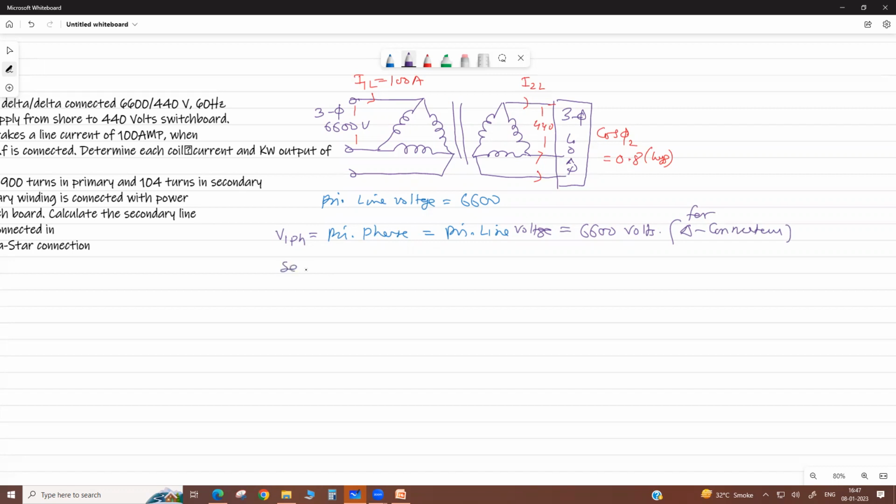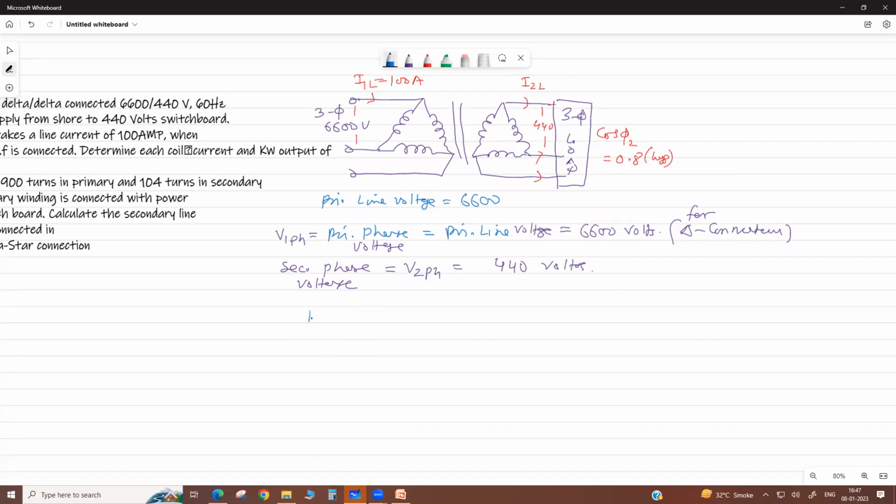Similarly, we can calculate the secondary phase voltage V2 phase, which also equals the secondary line voltage. It is also the same. But if here is a star, then you have to divide by √3. Okay, please remember. First we calculate phase voltage. Now you get both phase voltages: secondary phase voltage and primary phase voltage.